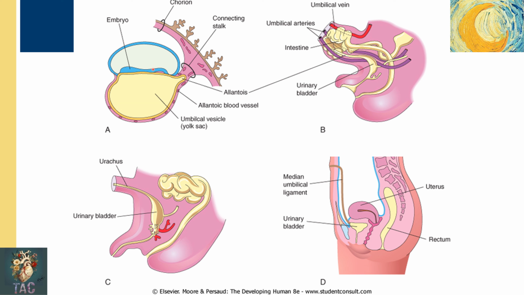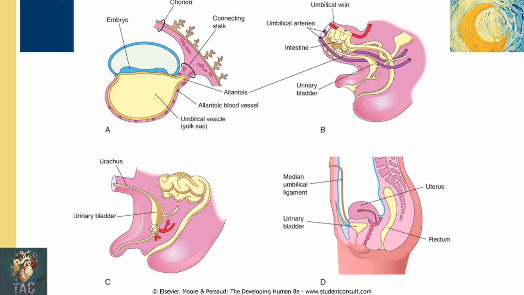So in this slide you can see the connecting stalk after the changes have taken place. In this you see physiological herniation is also present. You can appreciate the umbilical vein which is present, and the 2 umbilical arteries which are present. This one is the primitive umbilical ring.